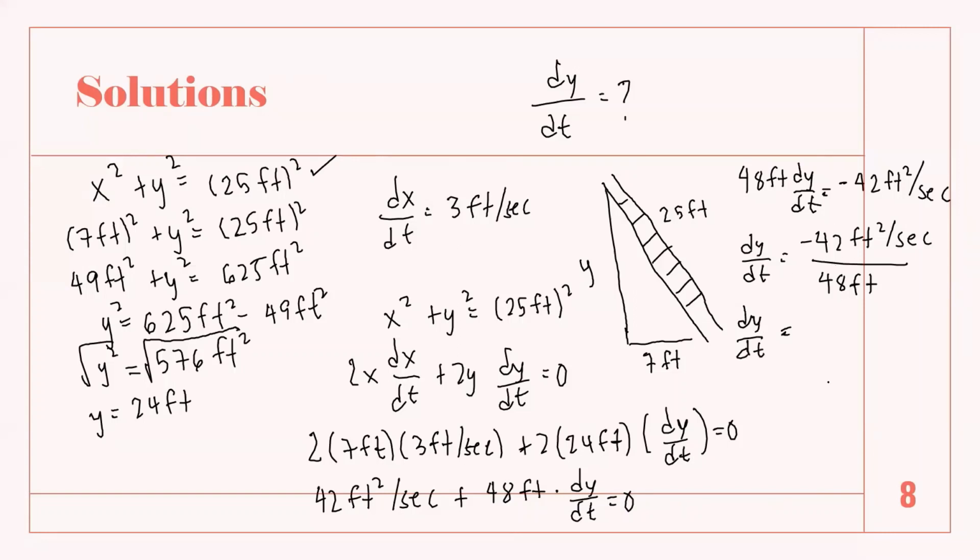Okay, so dito, so negative 42 over 48 is negative 7 over 8. Pag sinabing feet squared over feet, magiging feet na siya over second. So, ito na po yung rate na natin. Ito na po yung sagot na natin. Ito na yung dy over dt natin.